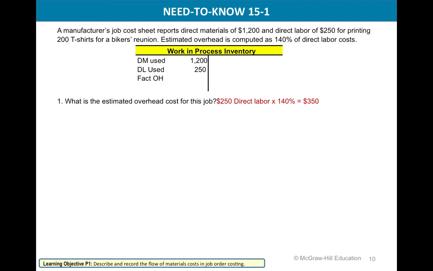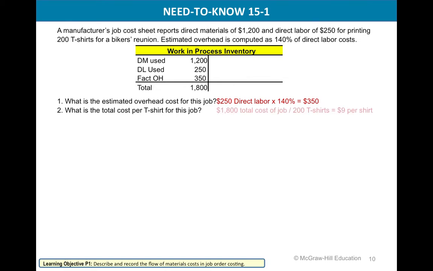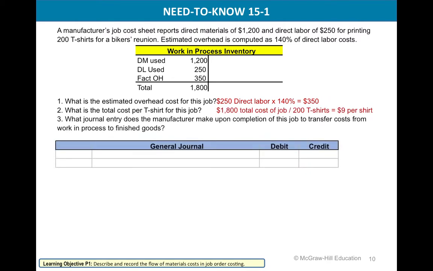Going back to our T accounts, what's the estimated overhead cost? So it says here, 250% of direct labor. So $250 times 140% direct labor, $350. Total cost here, again here, add them up. Remember, inventory is an asset. Increase with a debit, so it should have a debit balance. So he says here, $1,800 divided, so about $9 a shirt.